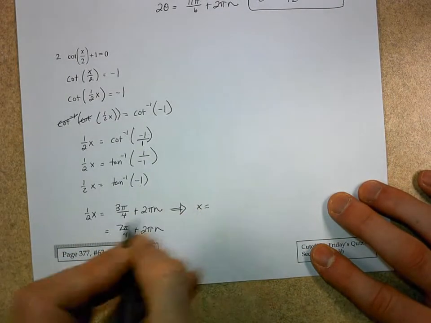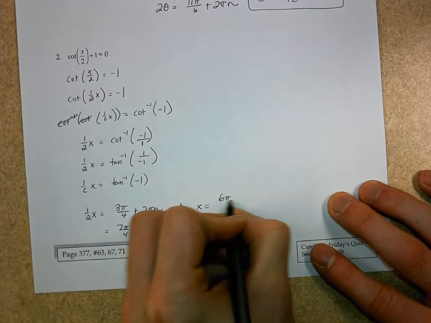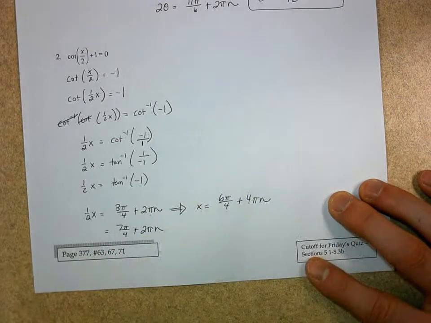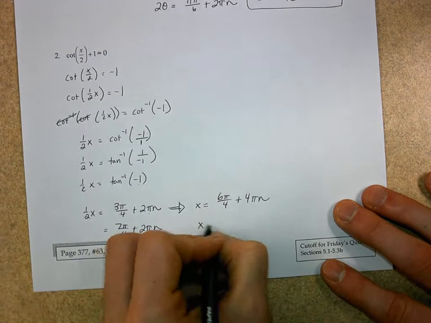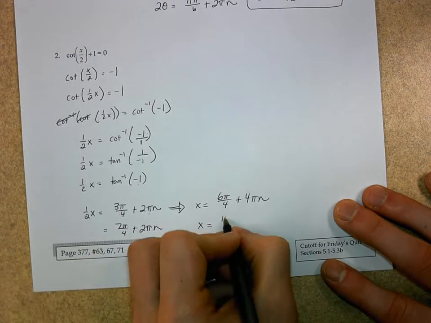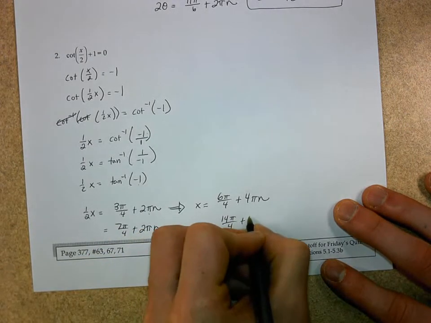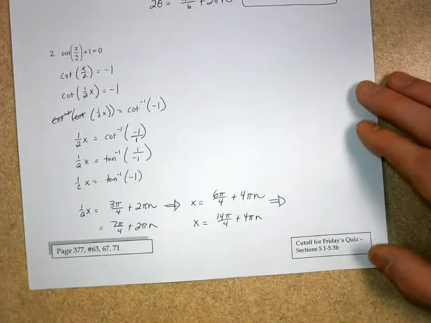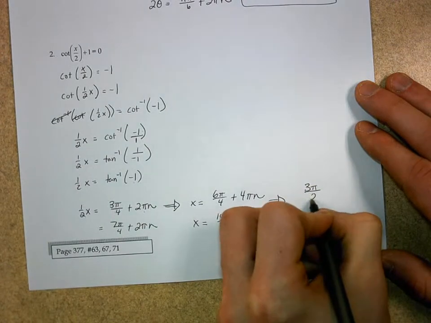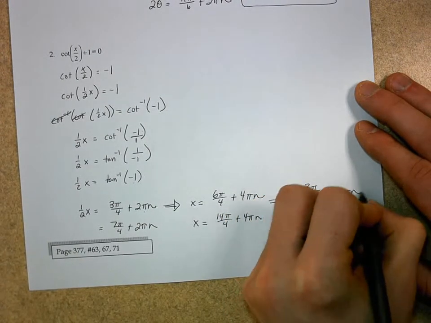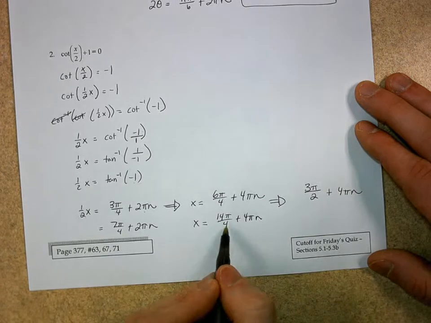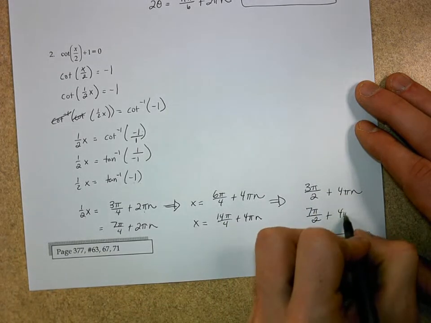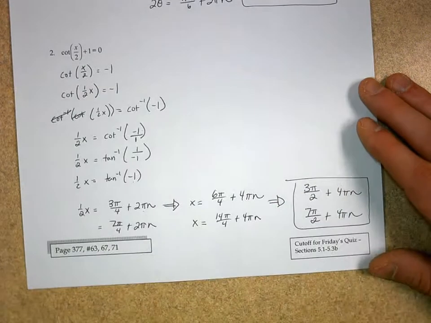which means if I multiply this piece by 2, I'll get 6 pi over 4. Multiply this piece by 2, 4 pi n. And here, if I multiply this side by 2, I'll have 14 pi over 4 plus 4 pi n, which then simplifies to 3 pi over 2 plus 4 pi n. And then 7 pi over 4 simplifies down to 7 pi over 2 plus 4 pi n.